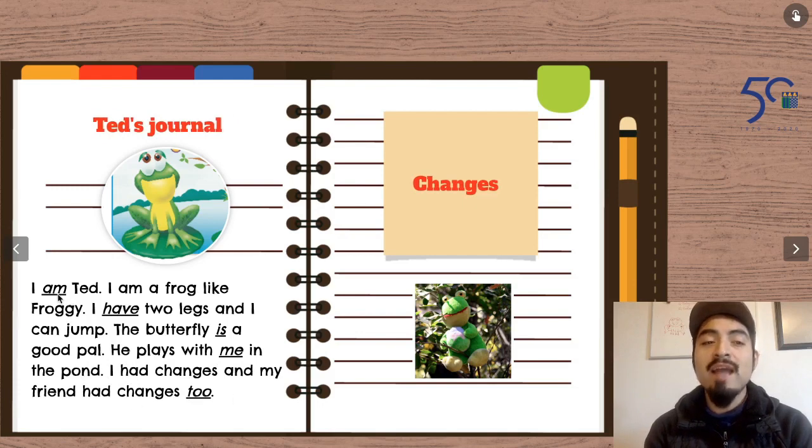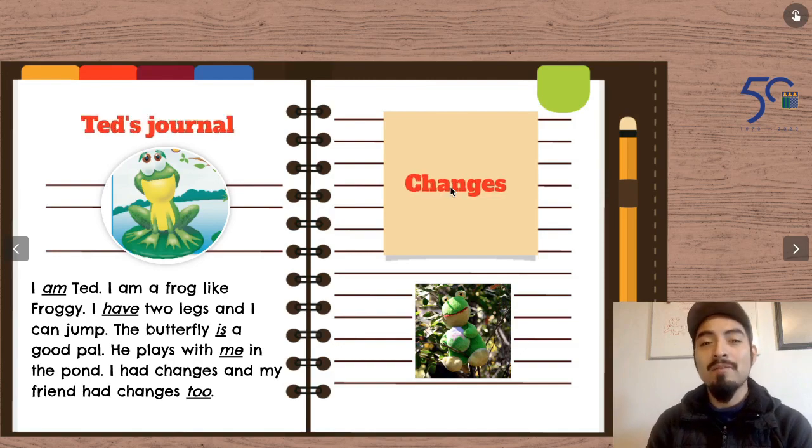The words that are underlined are the sight words that you learned some weeks ago. That was a nice journal. Thank you, Ted. Today, you are going to see the sight words in the story. So that's why it's good to read something nice before the story.